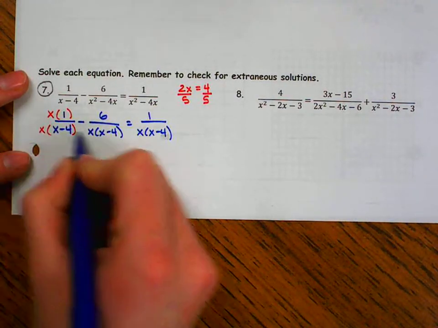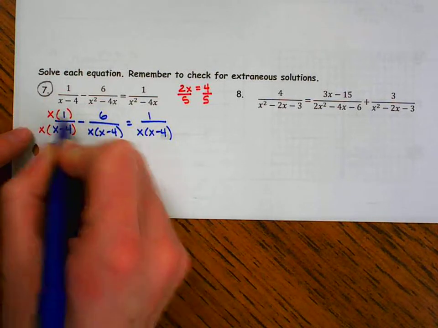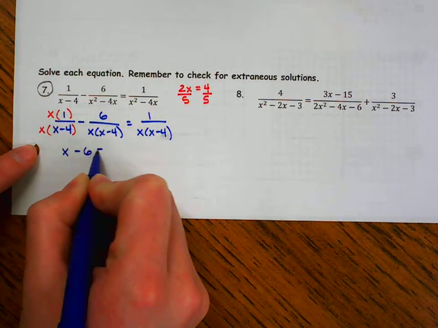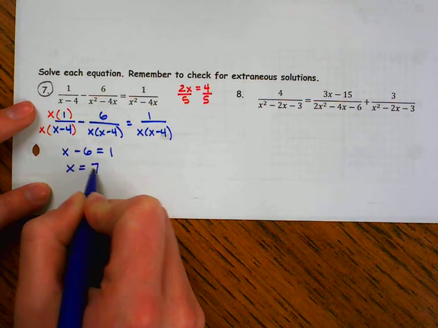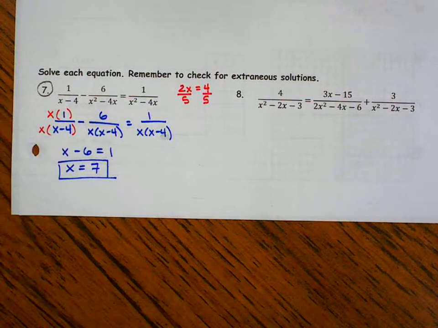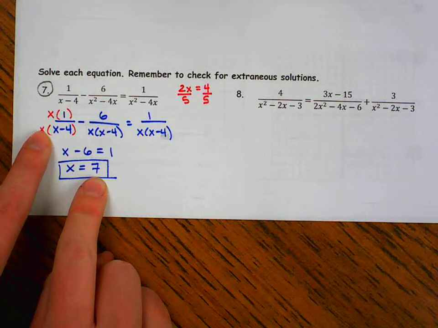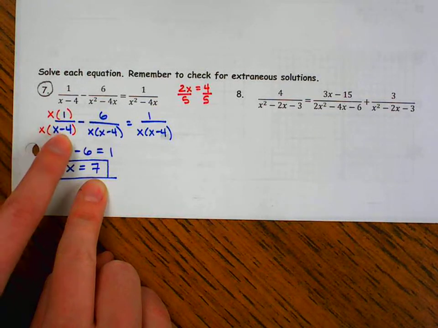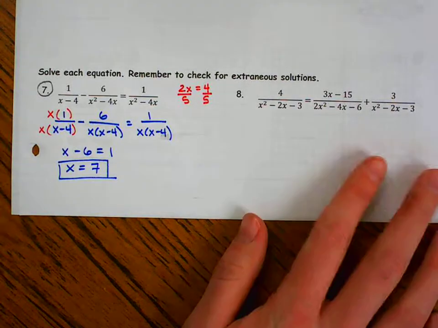I'm going to say, now that I have a common denominator, I'm going to make the equation x minus 6 equals 1. I'm just looking at the numerators. Well, what makes that true? I'm going to add 6 to the other side, so my answer is that x equals 7. Now remember, I'm supposed to check for extraneous solutions, so I need to make sure that 7 is not a 0 of the denominators. Well, 0 would be a 0 for x, 4 would be the 0 for x minus 4, so that's my solution. Okay, so that's number 7.